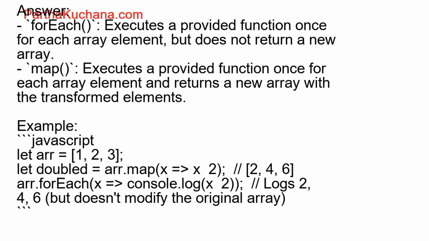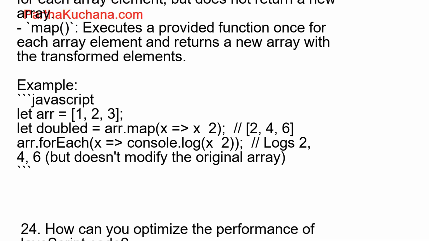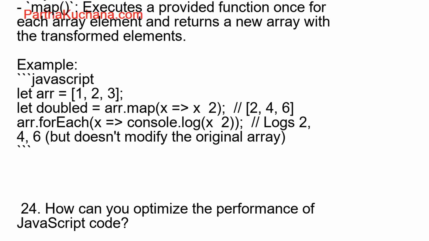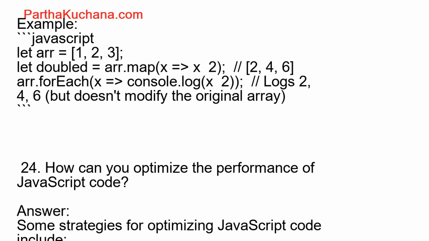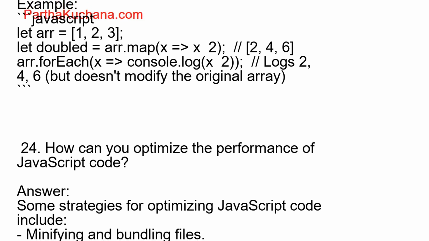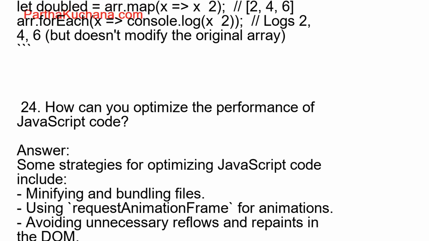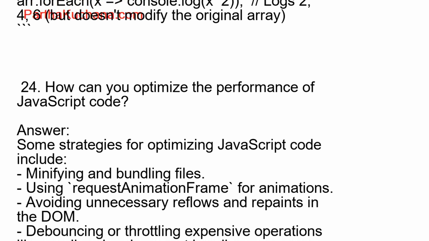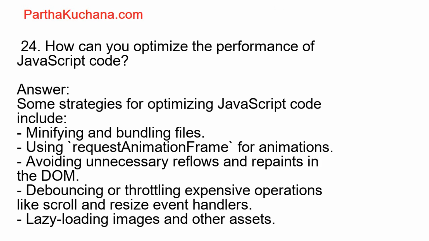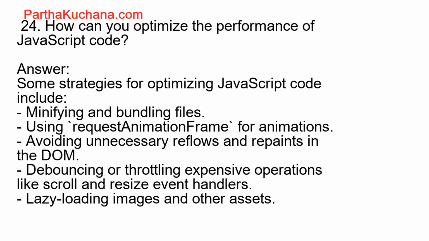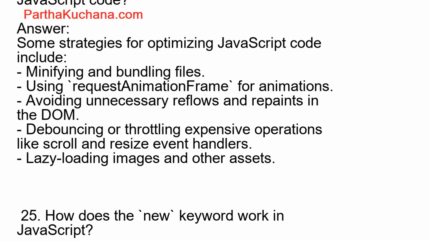25. How does the new keyword work in JavaScript? Answer: The new keyword is used to create an instance of an object that has a constructor function. It does the following: 1. Creates a new empty object. 2. Sets this to point to that new object. 3. Links the new object's prototype to the constructor function's prototype. 4. Returns the new object. Example, JavaScript: function Person(name) { this.name = name; } let person1 = new Person('Alice'); console.log(person1.name); // outputs Alice.